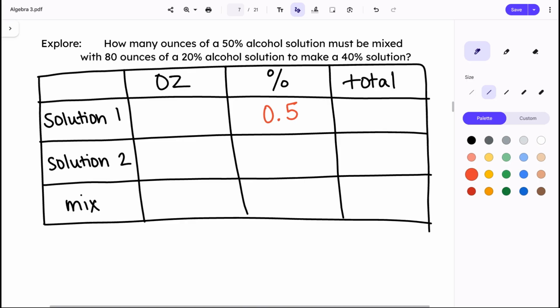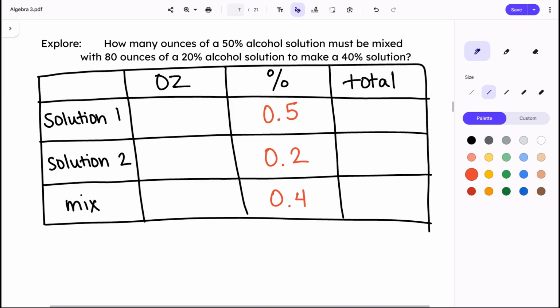20%, and then 40%. And why is 0.4 the last one? Yeah, that's what we're trying to get the mixture to equal. Okay, so when you're reading the problem, make sure you can distinguish: I'm mixing this guy and this guy to get this final amount. So that's why the 40% goes in the mixture column.